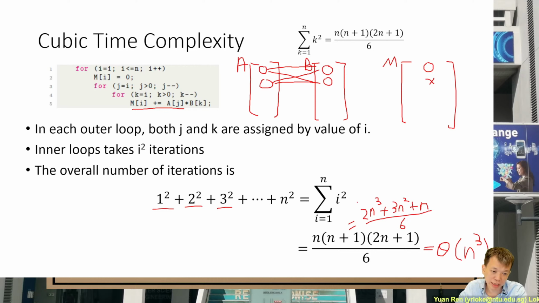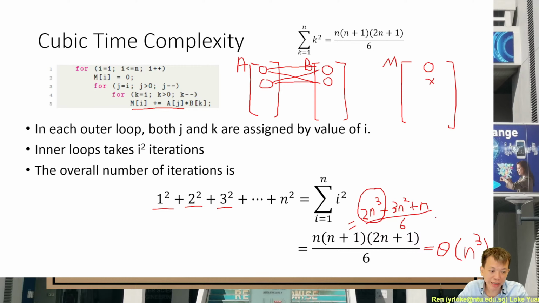But actually, you'll find that this particular term will dominate. Behind it you got n squared and n, compared to n cubed, this one will grow much faster than these two terms. So overall, you will find that this is an n cubed algorithm. It's a cubic time complexity.